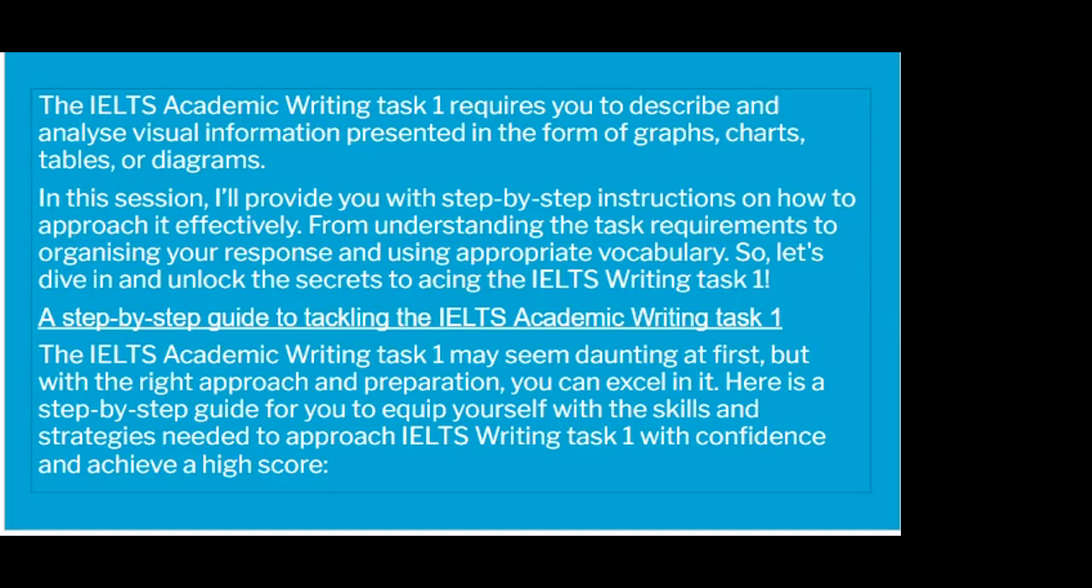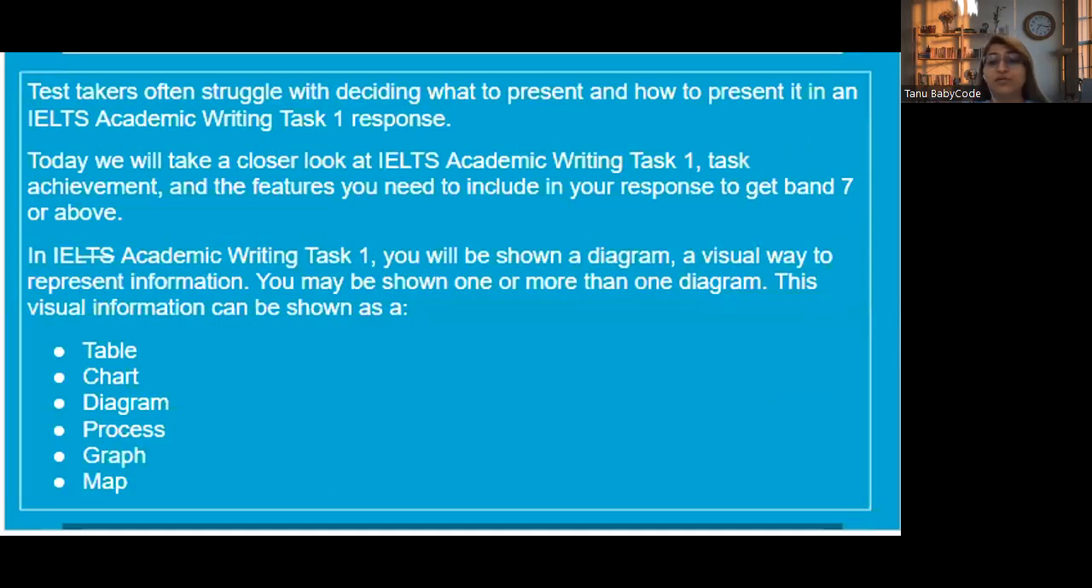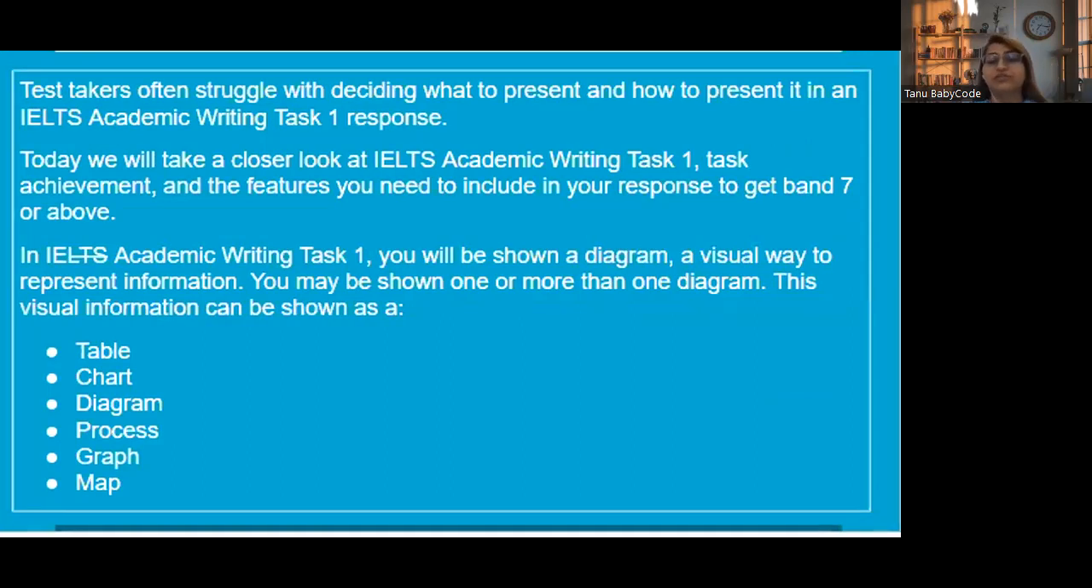In this session, I'm going to provide you some strategies, like how you can plan your answer, how you have to write your answer, and organize your answer, because in task 1 you can score 7 or above if you apply all those things. Students often struggle with how to present their answer in writing task 1. So we will look at academic writing task 1 and the features you need to include in your responses so that you can get band 7, more than 7, I would say.